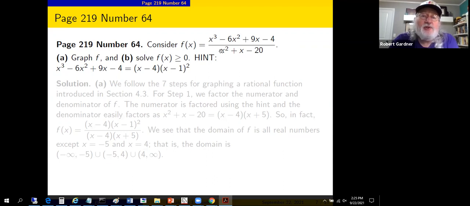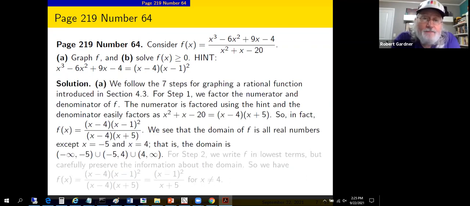Where is this function greater than or equal to 0 is the context of this section. Part A, they actually say graph it. So this will give us some more graphing experience of a function. So this time we will produce a graph, and from that graph, we'll answer the inequality question. All right.